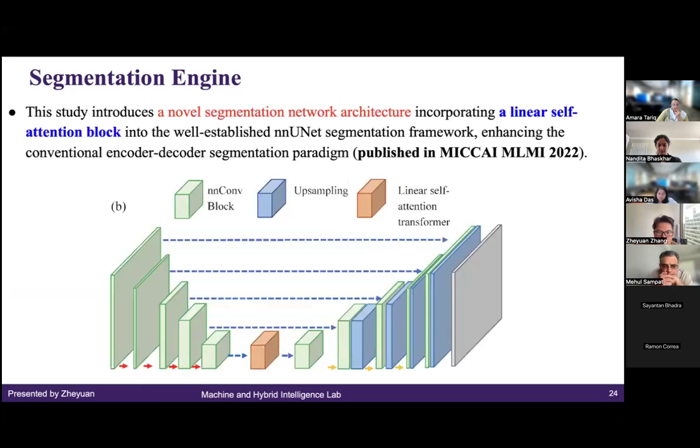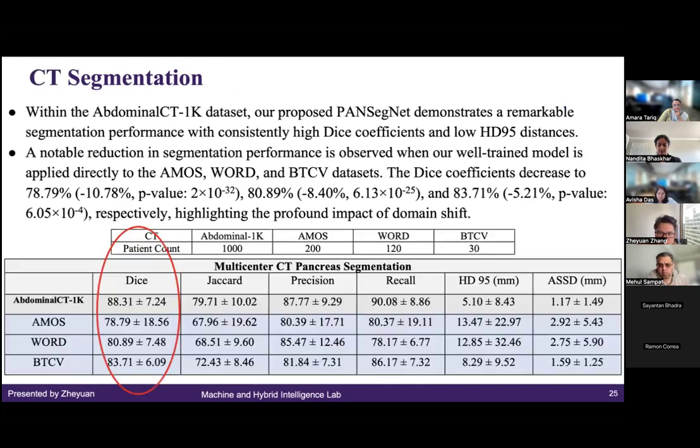So we use this linear self-attention structure. We combine it into the nnUNet segmentation framework, and this helps us enhance the conventional encoder and decoder segmentation paradigms. We apply the proposed method on the collected pancreas sets.